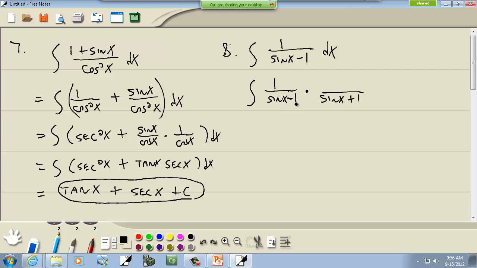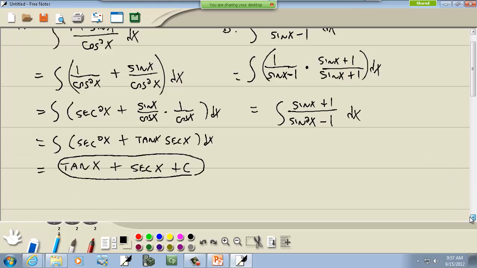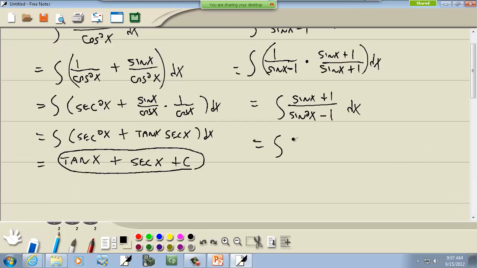Conjugate: first is the same, second is the same, sign in the middle changes. So we'll multiply top and bottom by sine x plus 1. And when we do that, we've got a sine x plus 1 up on top, and down below, the neat part about conjugates is all you have to do is multiply your first parts and last parts. Sine x times sine x is sine squared, and negative 1 times 1 gives us negative 1 dx. Well, the reason why we multiply by the conjugate is so we can then use one of our properties.